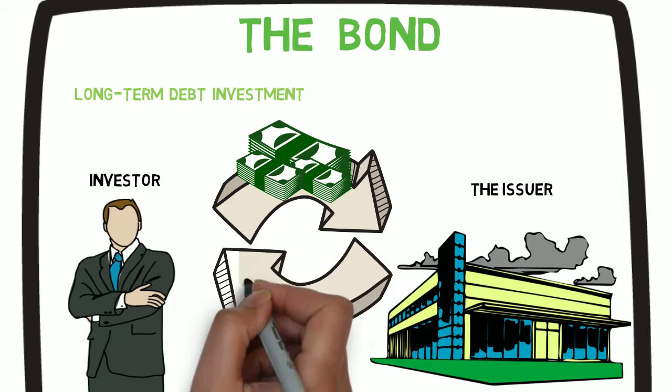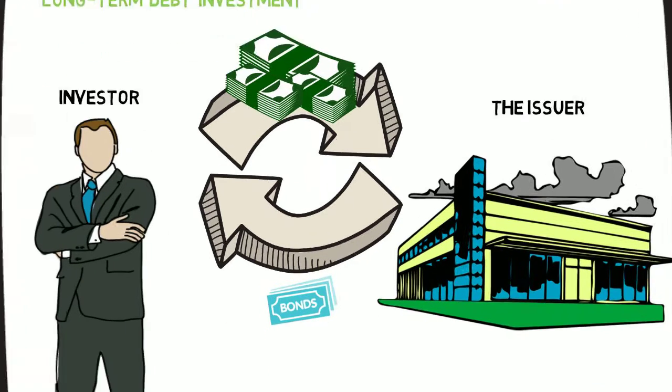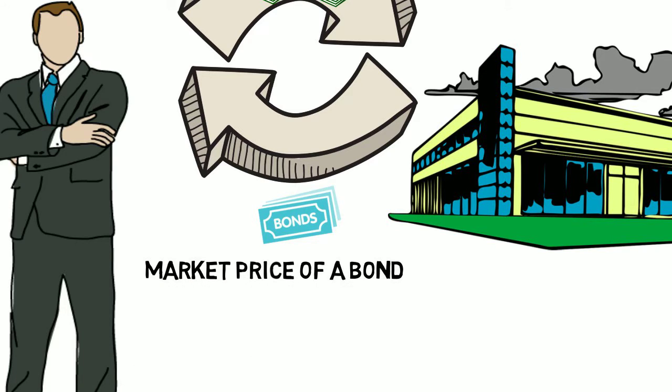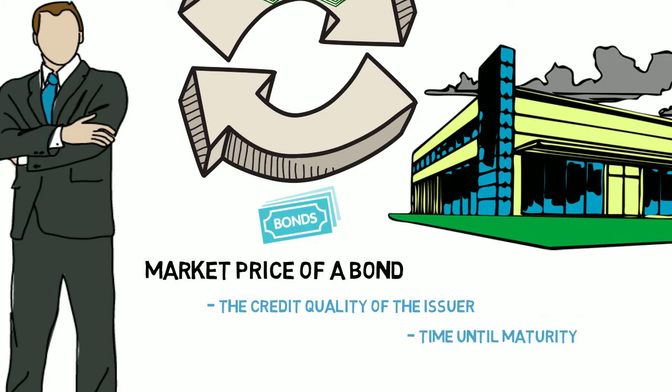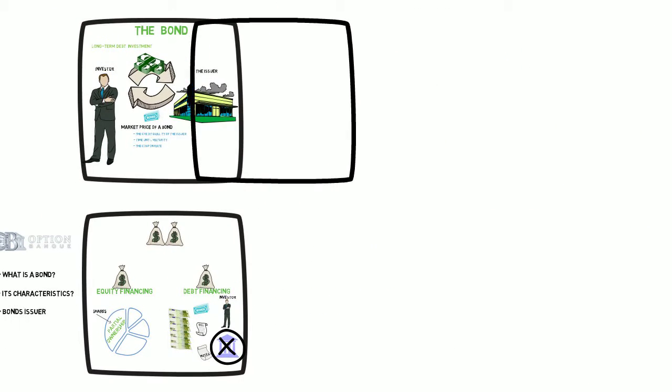In return for that money, the issuer provides its creditors with a bond in which it promises to pay back in full, with regular interest payments. The market price of a bond depends on several factors. These are the credit quality of the issuer, time until maturity, and the coupon rate.